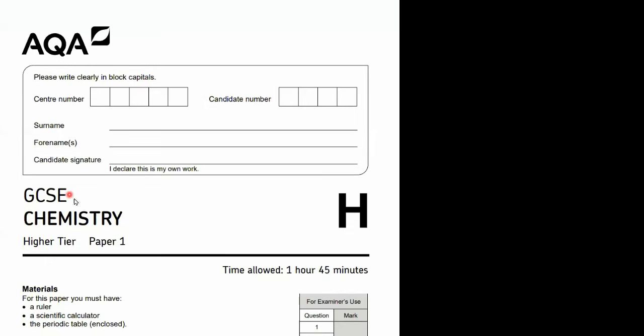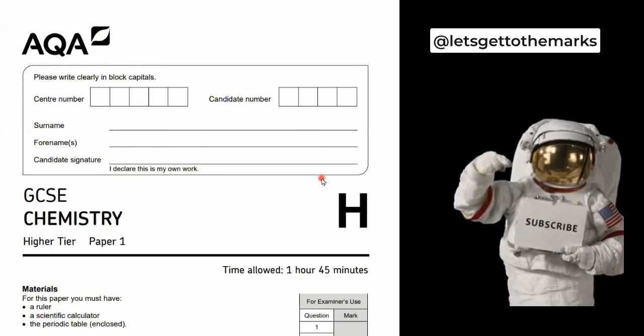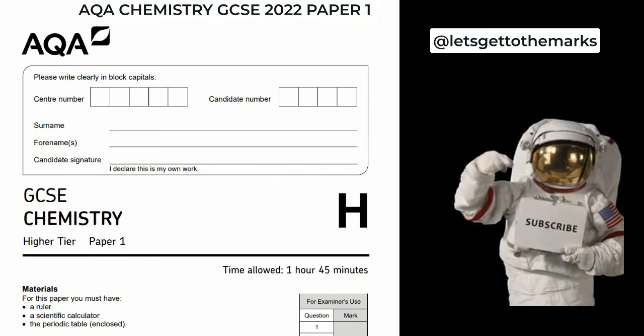We're looking at the AQA GCSE Chemistry Higher Tier Paper 1, 2022. You've got an hour and 45 minutes to do this. You'll find the link in the description, so you might want to open up the page, watch this on your other screen, and you can do the questions and then check the walkthrough. Or you can do whatever you want with it. Use as you see fit. Let's go.